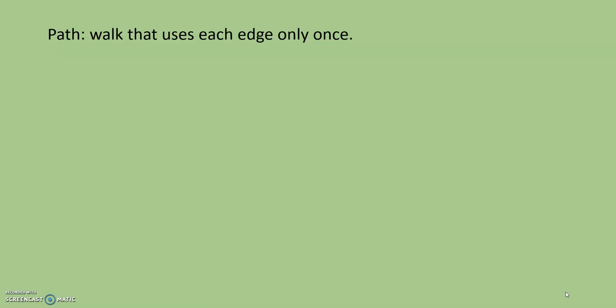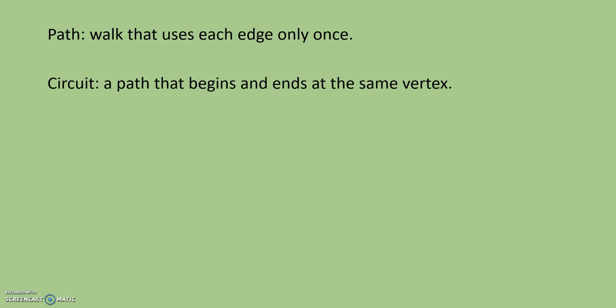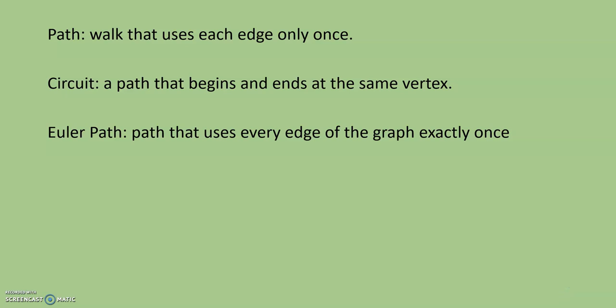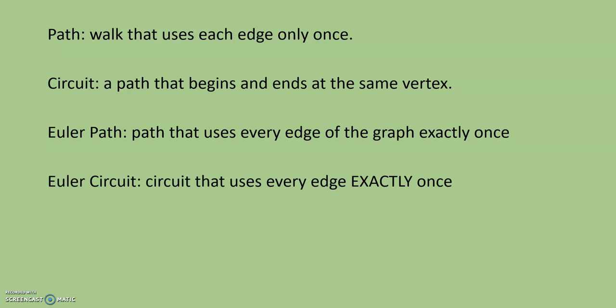Reviewing some vocabulary. A path is a walk that uses each edge only once. A circuit is a path that begins and ends at the same vertex. An Euler path is a path that uses every edge of the graph exactly once. And an Euler circuit is a circuit that uses every edge exactly once. A circuit starts and ends at the same spot, at the same vertex. A path does not always start and end at the same spot.